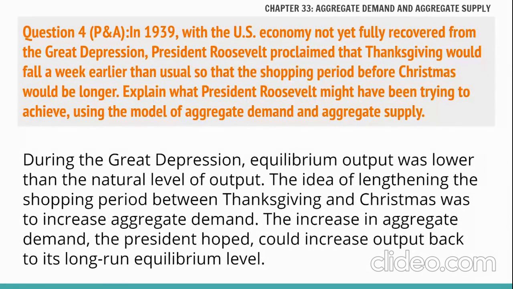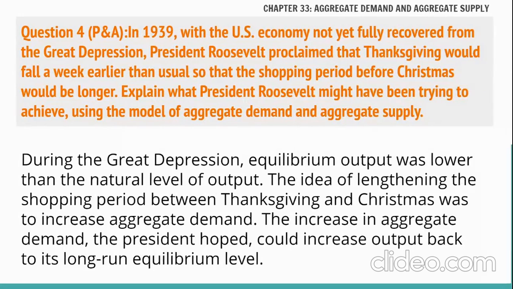So during the Great Depression, equilibrium output was lower than the natural level of output. The idea of lengthening the shopping period between Thanksgiving and Christmas was to increase aggregate demand. The increase in aggregate demand, the president hoped, could increase output back to its long-run equilibrium level. Thank you for listening. Now I'll pass to our next speaker.